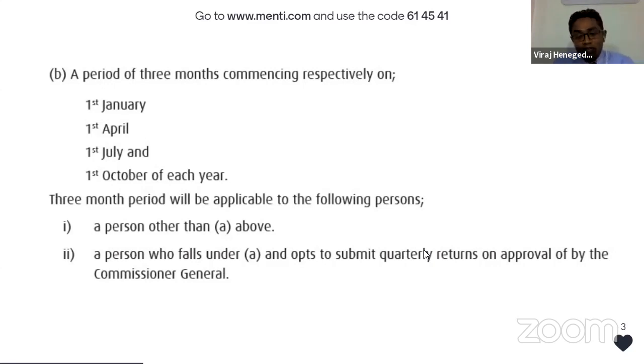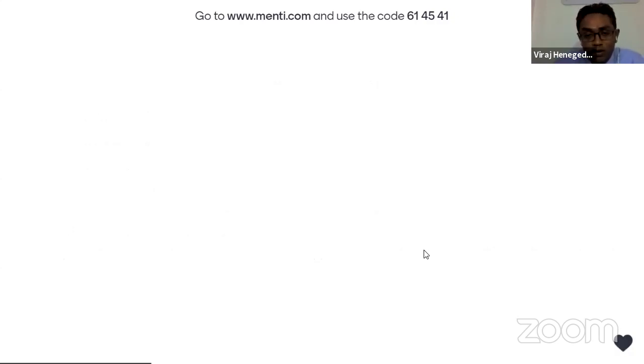So what you need to basically understand is, in order to submit the return, you have two options: either you can go for a monthly basis, or else you have to go for the quarterly basis. For monthly basis, the Inland Revenue Act specifically mentions these are the people who can file the returns monthly. So that one you need to keep in your mind. At the same time, all others come under the 3 months period. Right. We'll move to the next one.